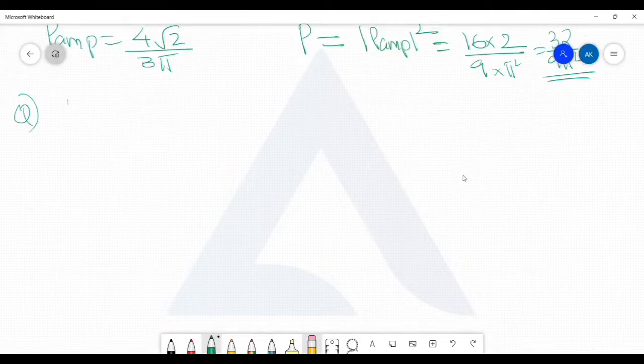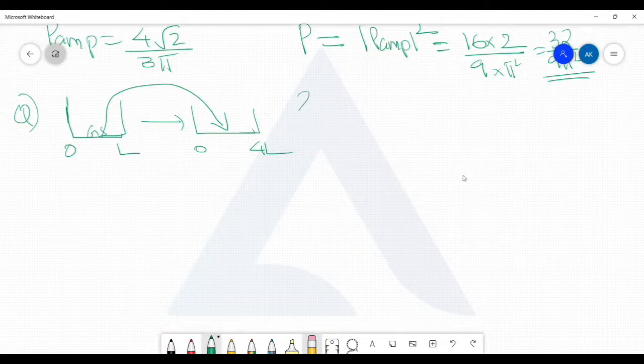Okay, so initially the system is in the ground state of this well. Now I am shifting the box in such a way that it becomes 4L. Now find the probability.